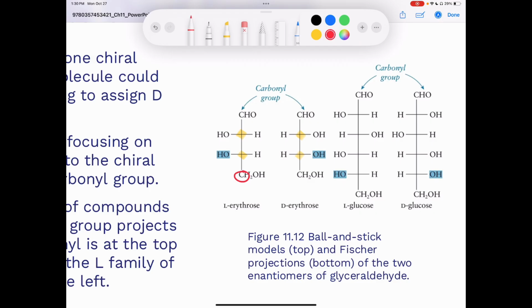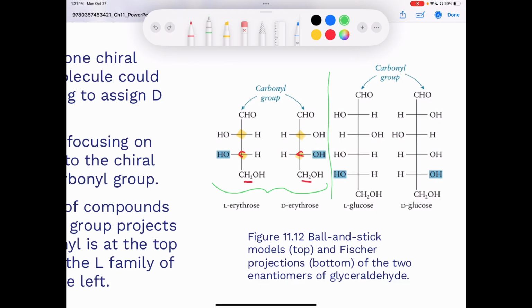Now, if you're wondering about this carbon here, if you're like, well, that's the last carbon. Yeah, but that's not a chiral carbon. How do we know? Because that carbon is attached to 2 hydrogens, so it's not attached to 4 different groups. Whereas this carbon or this carbon is attached to 4 different groups. And let me prove it to you, 4 different groups, right? It's got a hydroxy, a hydrogen, a CH2OH, and then all of this. Those are 4 different groups. So since the hydroxy group on the chiral carbon furthest from the carbonyl is pointing to the left, this is L-erythrose, and its enantiomer, shown over here, is D-erythrose.